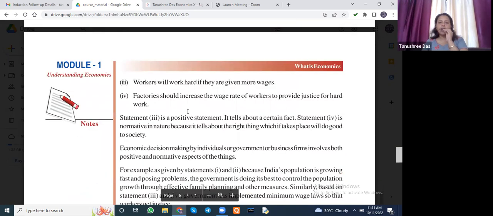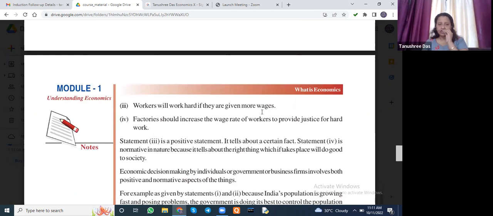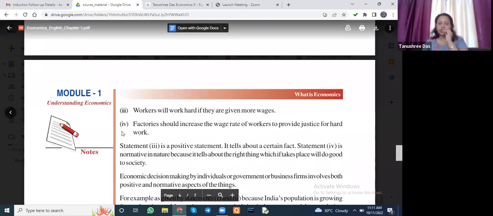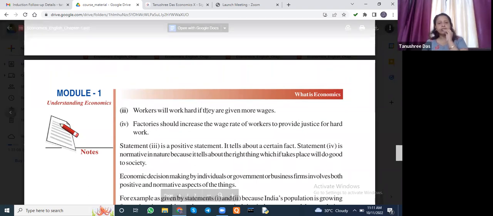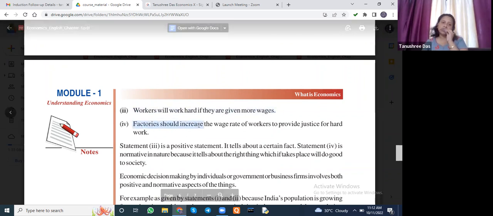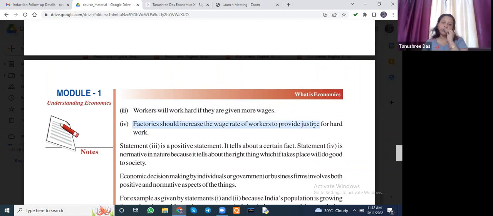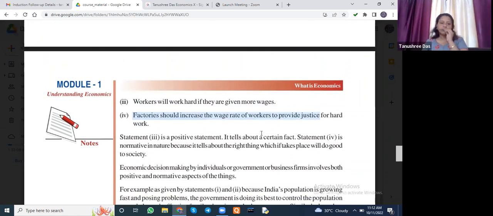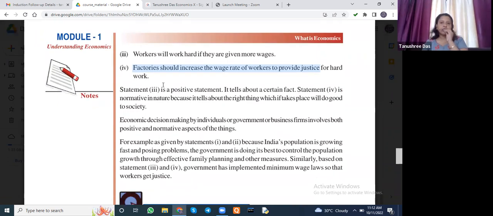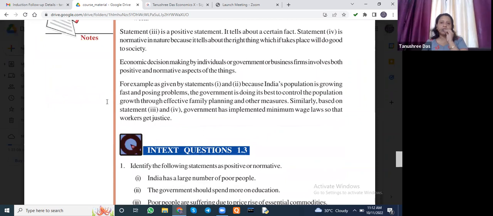Now there is one more statement. Workers will work hard if they are given more wages. Factories should increase the wage rate of the workers to provide justice for hard work. The first one is positive, what is actually happening. And the second one is, if we want to get this, we should work on this particular statement. That means this is the normative part. There are some statements, and you need to identify which is positive and which is normative.